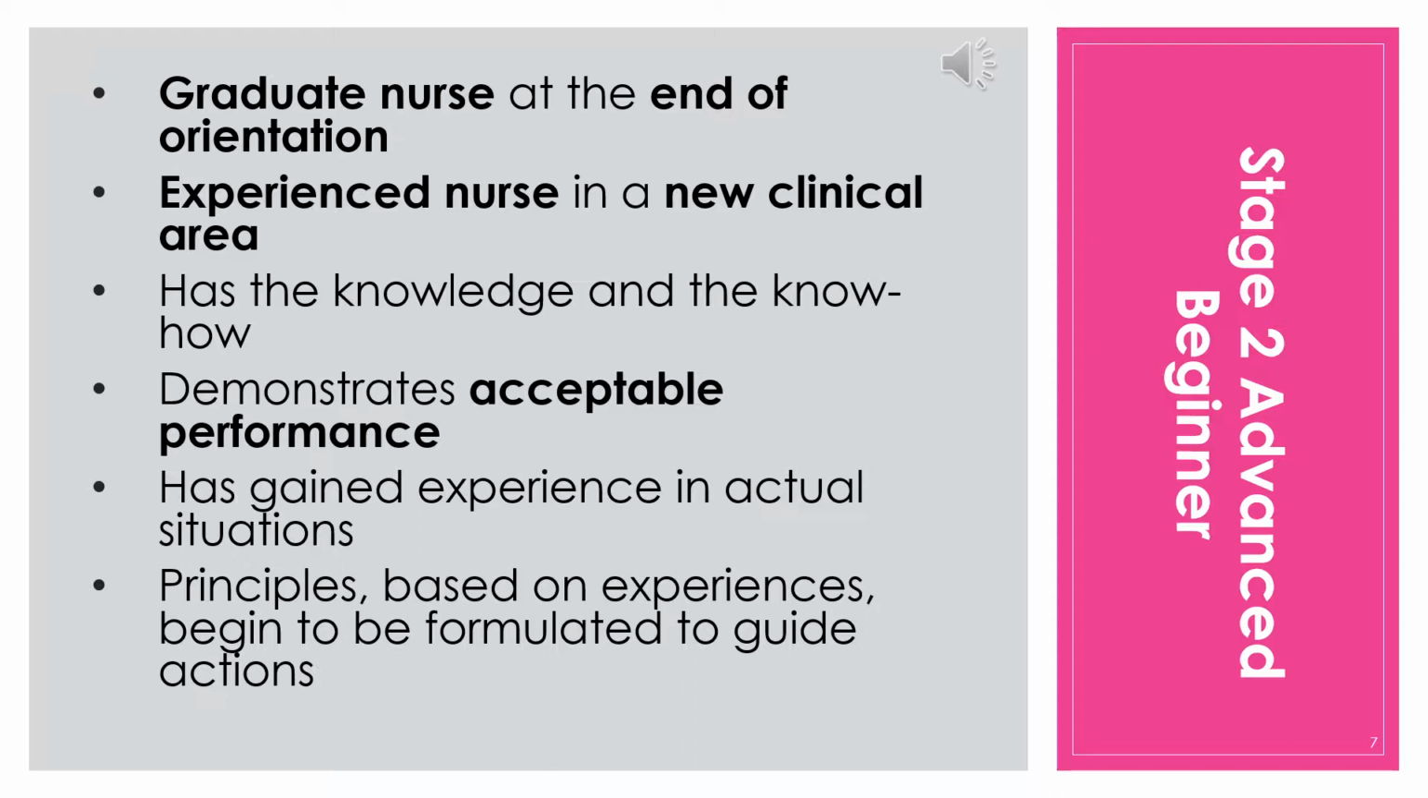So when you've done your fabulous job of precepting this bright and shiny nurse resident, they will be ready to move on to independence, and they'll be in stage 2 as an advanced beginner. So now they are a graduate nurse. They're at the end of orientation. They've demonstrated acceptable performance. They are safe practitioners, and you're ready to now be a peer.